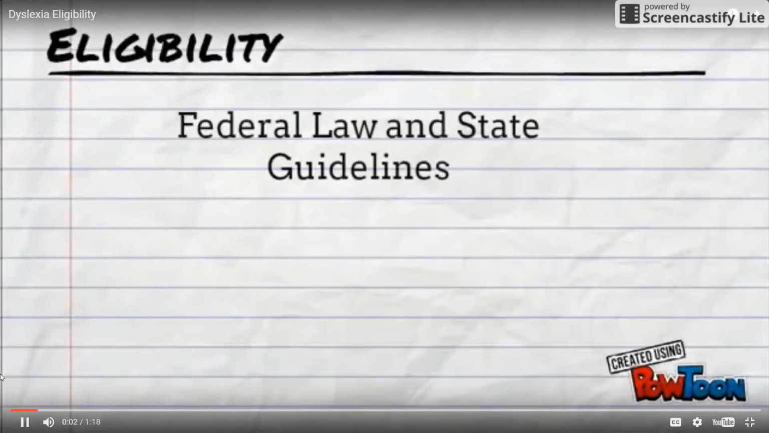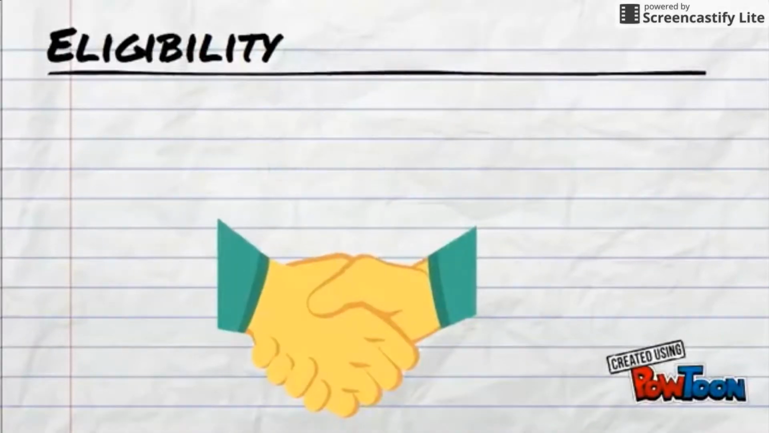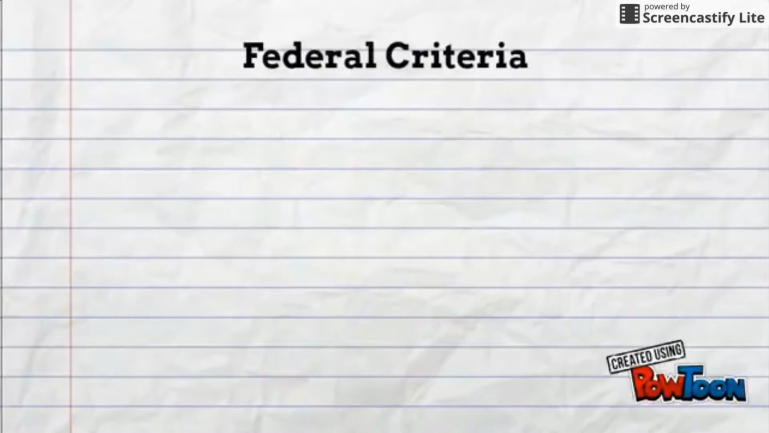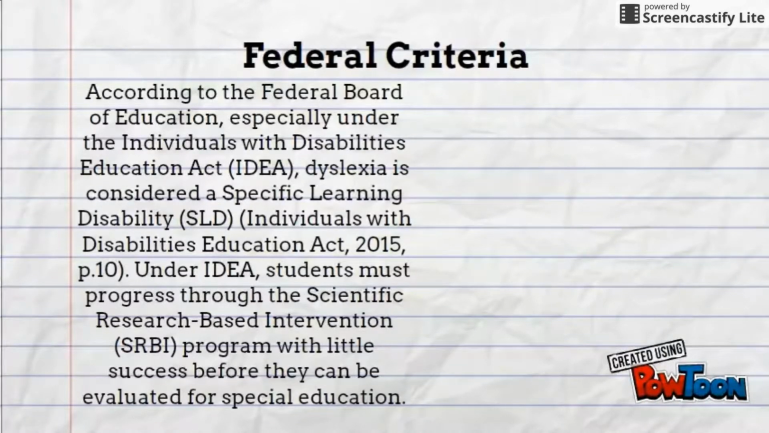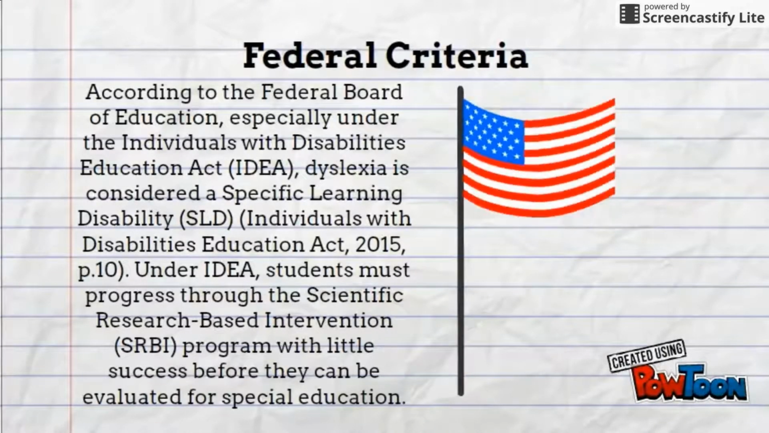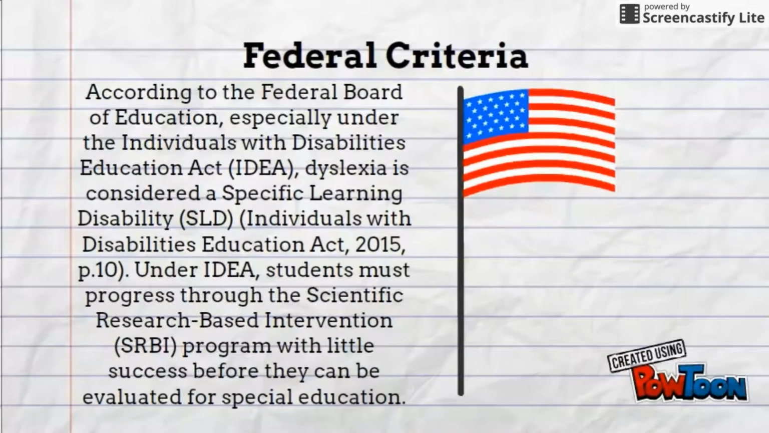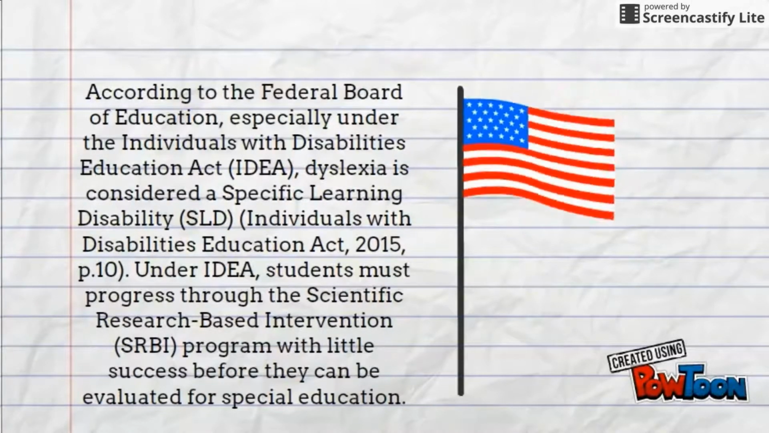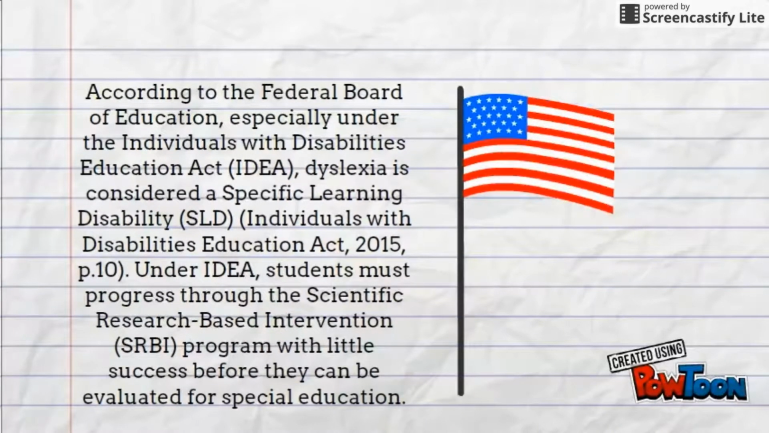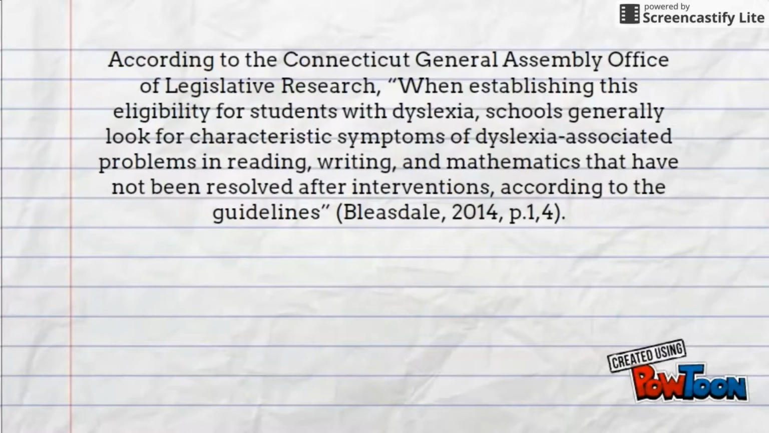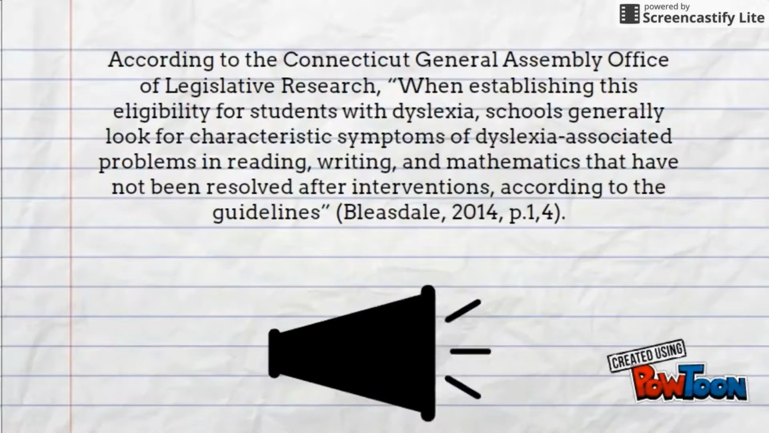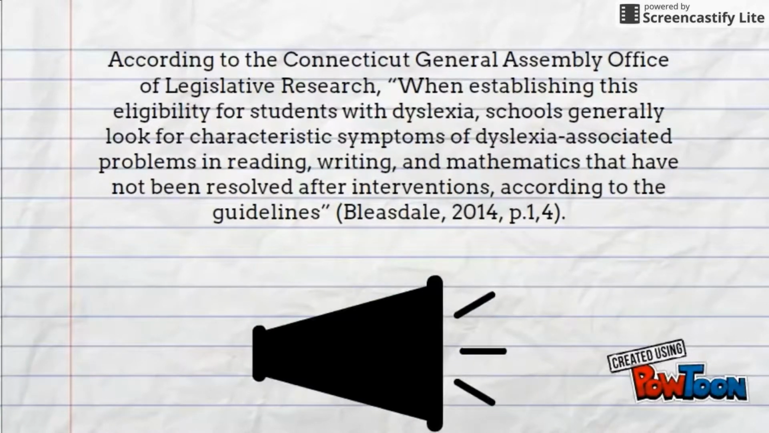Eligibility requirements for dyslexia are decided with a combination of state and federal guidelines. According to the Federal Board of Education, under the Individuals with Disabilities Education Act, or IDEA, dyslexia is considered a specific learning disability, or SLD. Under IDEA, students must progress through scientific research-based intervention programs with little success before they can be evaluated for special education. So schools generally look for characteristic symptoms of dyslexia associated with problems in reading, writing, and mathematics that haven't been resolved after intervention.